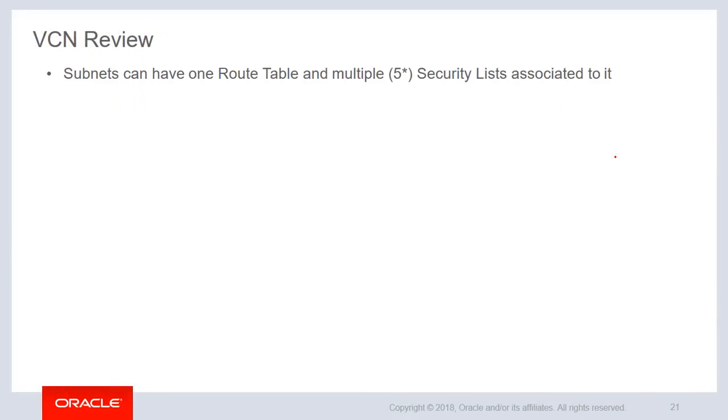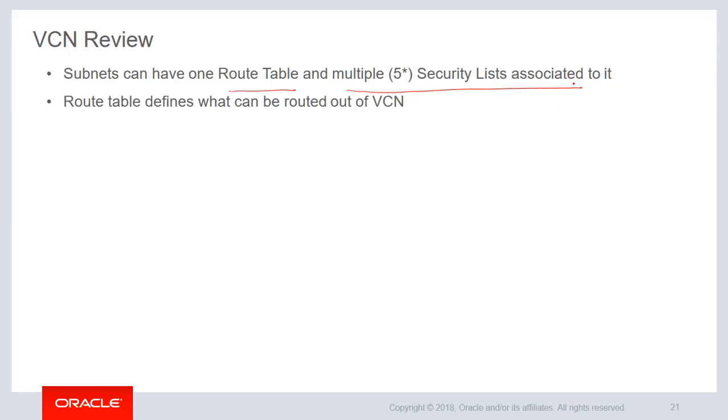Okay, so we covered a lot of ground here. We looked into route tables and the various routing mechanisms, connectivity options, and then we looked into the firewalls with security rules. Let's review these in a practical scenario. So subnets can have one route table. We talked about this, but they can have multiple security lists, up to 5 security lists associated with it. The route table defines what can be routed outside the VCN. Remember, you don't need a route rule to route traffic within the VCN.